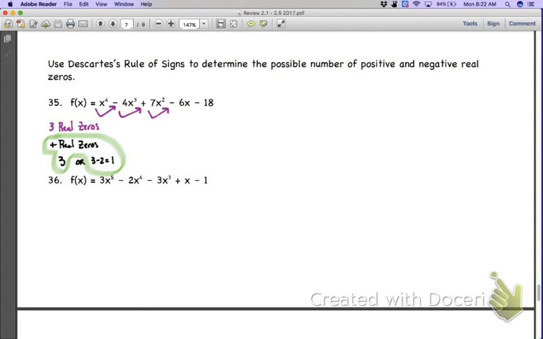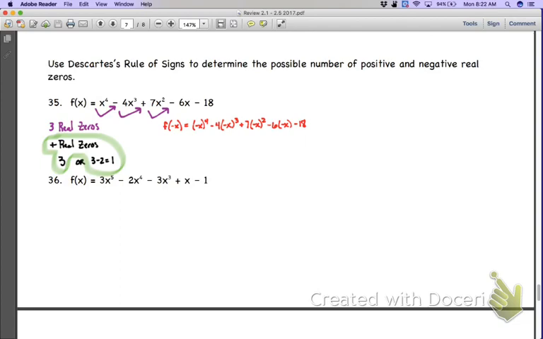The negative, but we have to change all of those signs. So we have to do f of negative x. So then I'm going to have negative x to the 4th. I'm going to have negative 4 times negative x to the 3rd. I'm going to have plus 7 times negative x squared. I'm going to have negative 6 times negative x, and then negative 18.